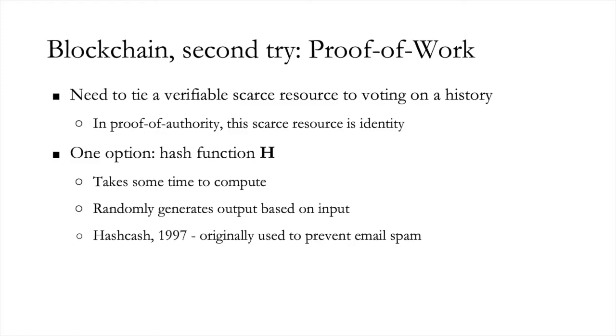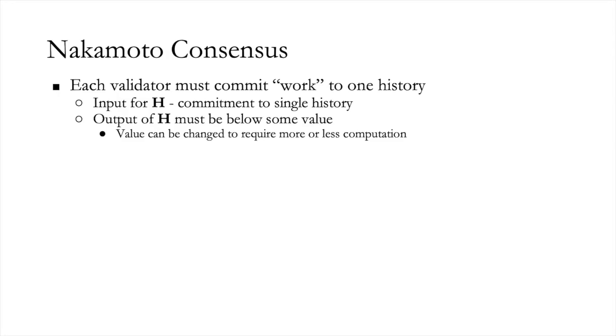Bitcoin and many subsequent inspired blockchains utilize proof of work, where each validator participating in the Nakamoto consensus, pioneered, of course, by Bitcoin, must commit work, and they must commit it to one particular history. This works by utilizing as the input for the hash function h not only a randomness and nonce, but a commitment to a particular history, a Merkle root of a block, for example. And the output of this function h must be below a particular value. So then the asymmetric computation verification, as in the previous slide, works here.